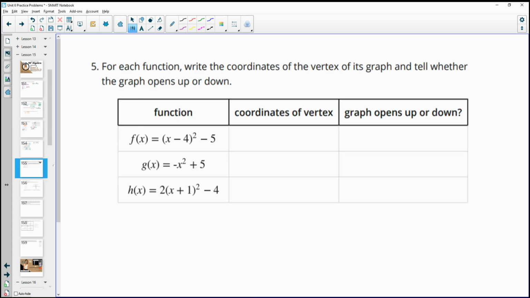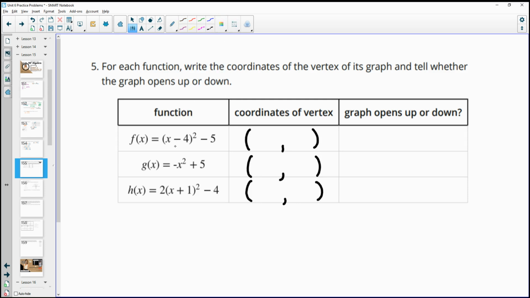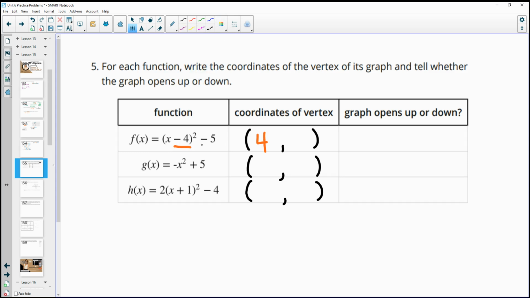Number 5, for each function, write down the coordinates of the vertex and tell whether the graph opens upward or downward. All right, so for our vertex, again, the x is going to be the opposite of what's inside your parentheses squared. So we've got that -4, so this is going to be 4. And then the y coordinate is the same as this, so -5.